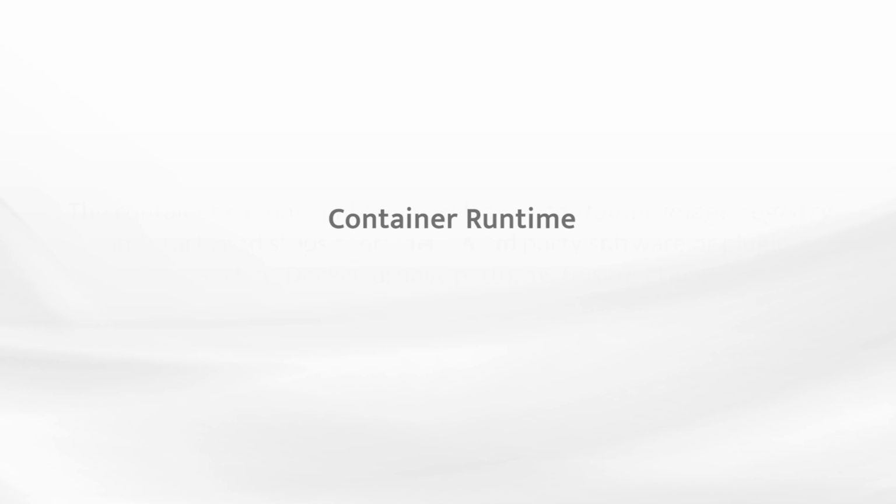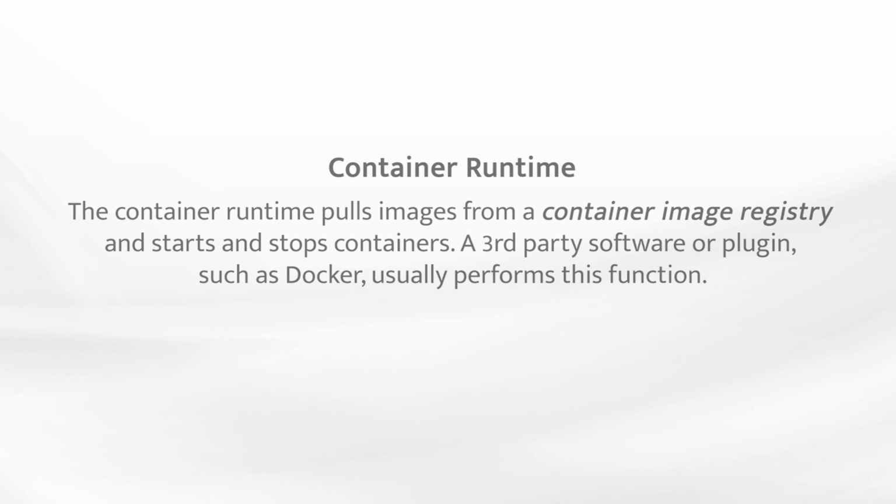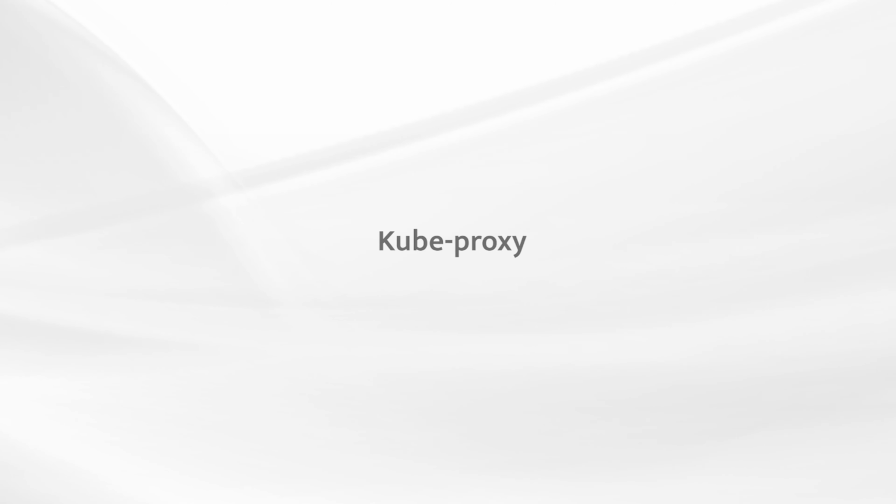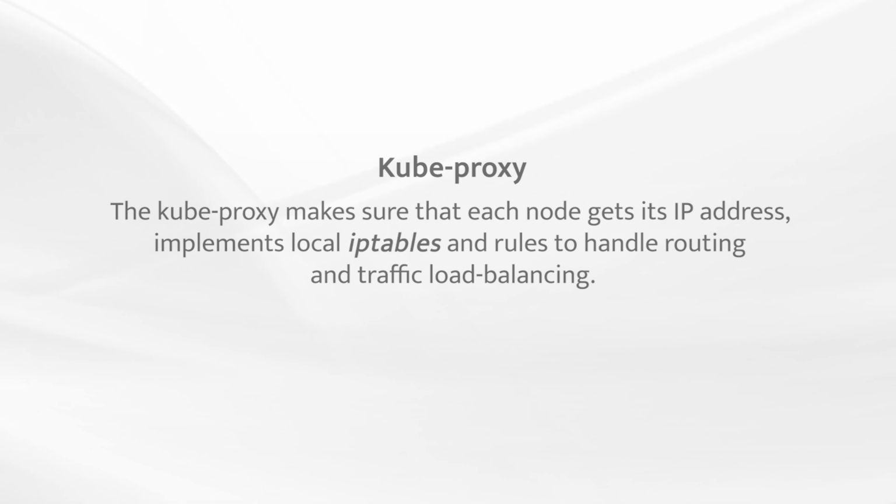Container runtime. The container runtime pulls images from the container image registry. It starts and stops containers. A third-party software or plugin such as Docker usually performs this function. Kube-proxy. The kube-proxy makes sure that each node gets its API address, implements local IP tables, and rules to handle routing and traffic load balancing.